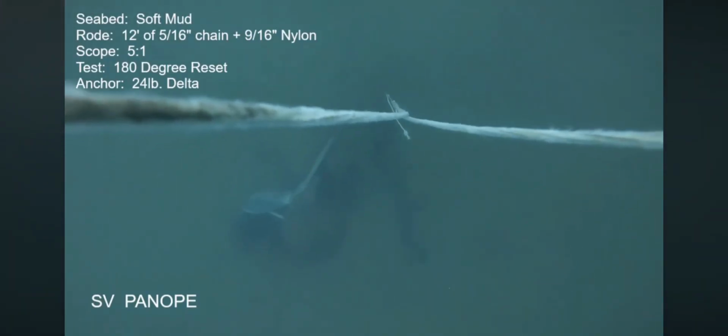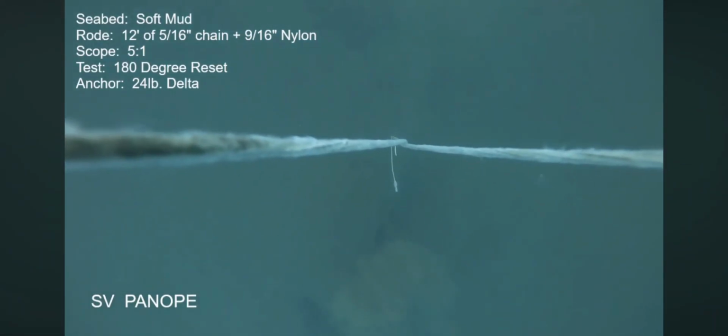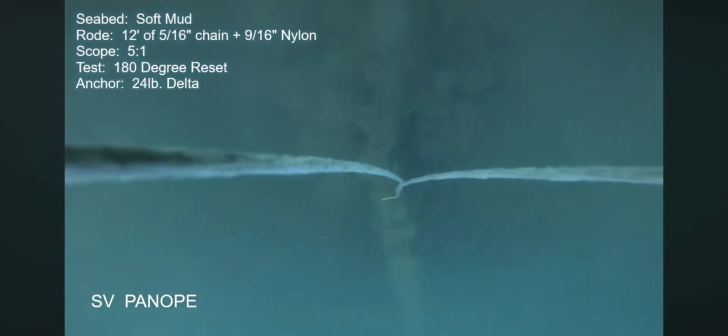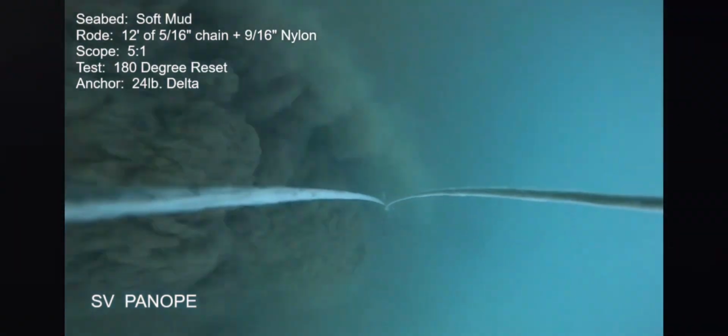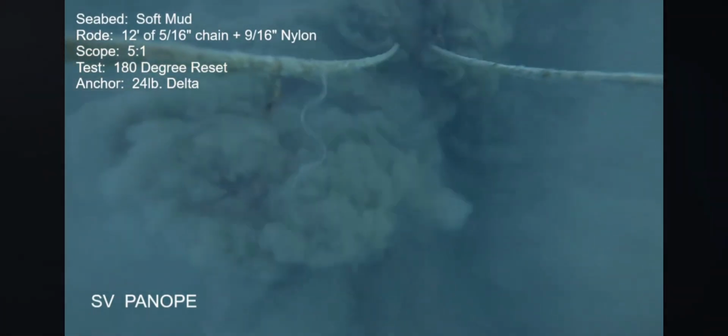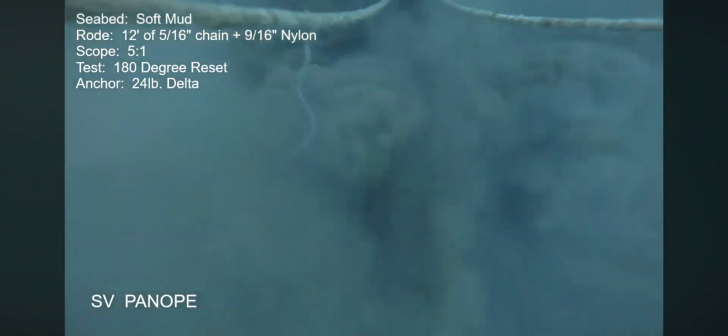This is a 24-pound Delta anchor. Landed on its side, but the act of setting it kind of rolled it upright and it just dove straight in perfectly. This first reset looks like a perfect backflip, but that's it. The anchor did not reset after a very long drag. Here's another reset attempt, much more slowly and gentle. No reset, long drag.